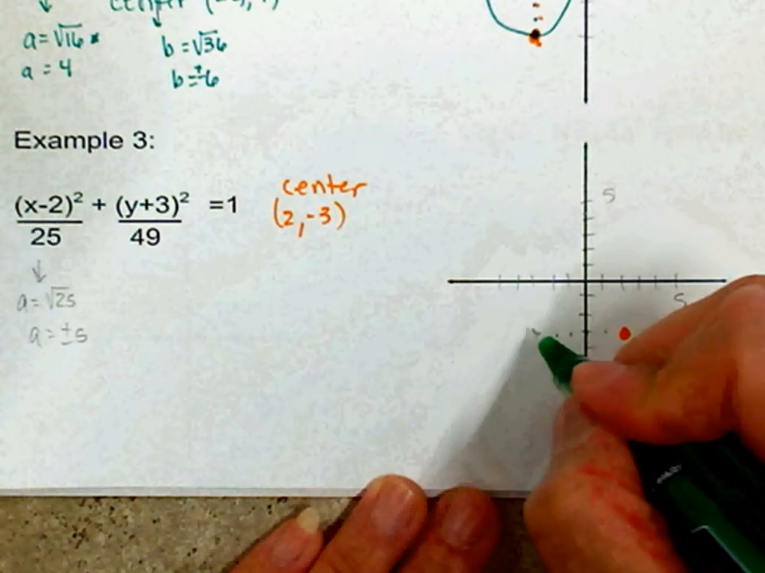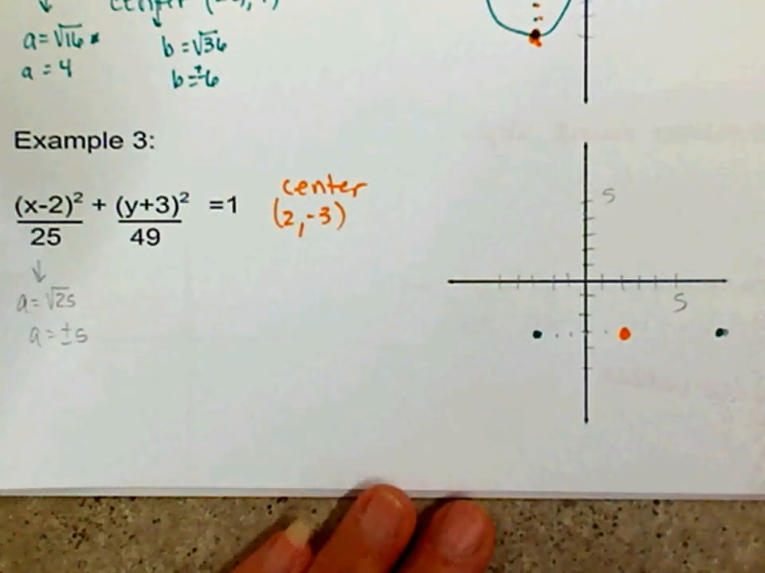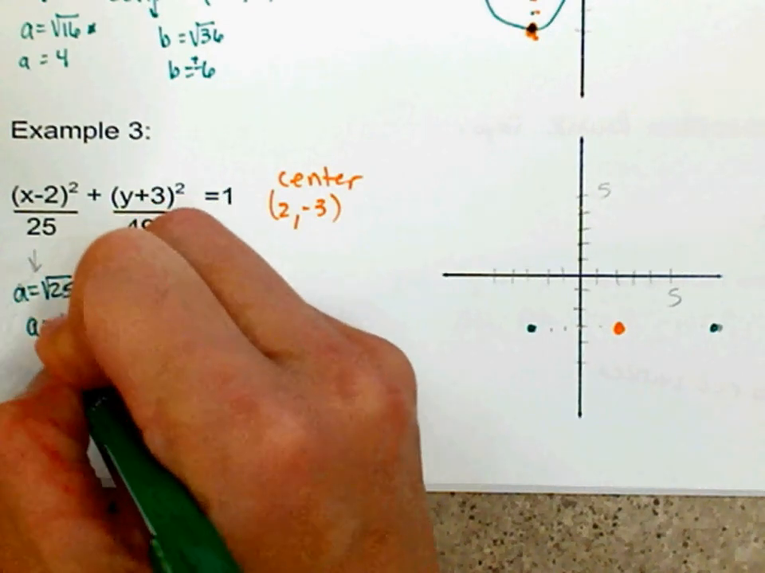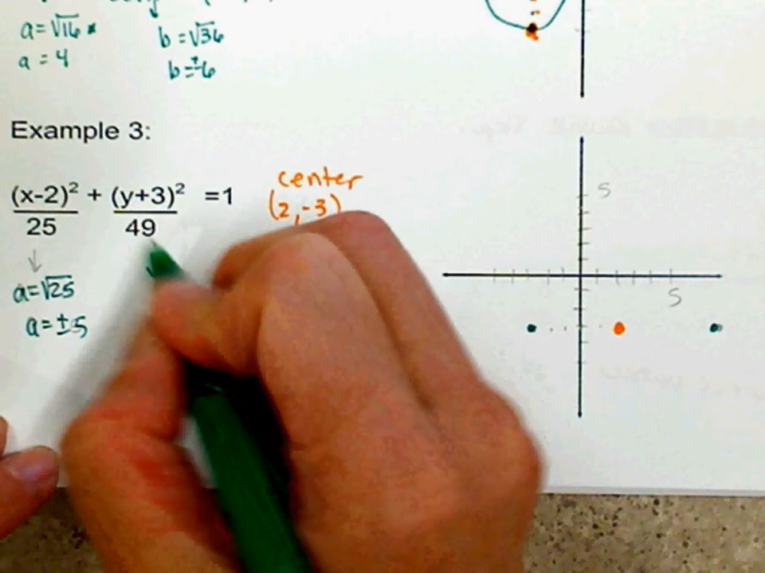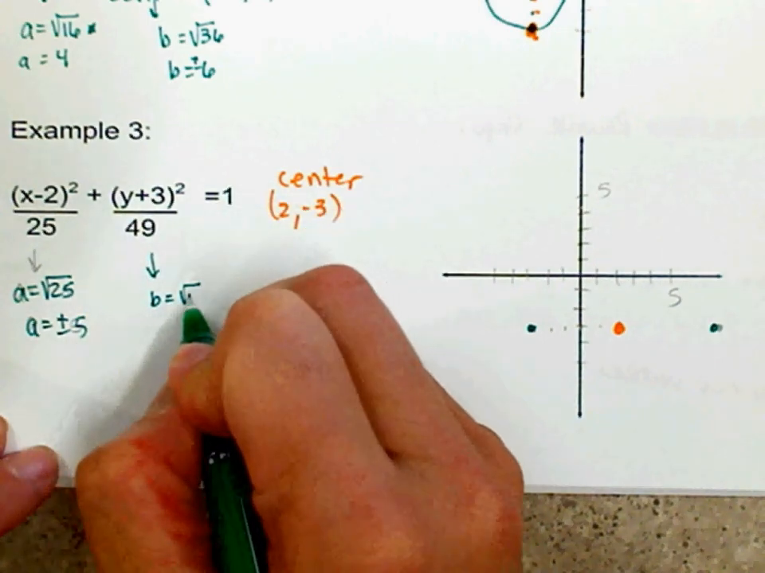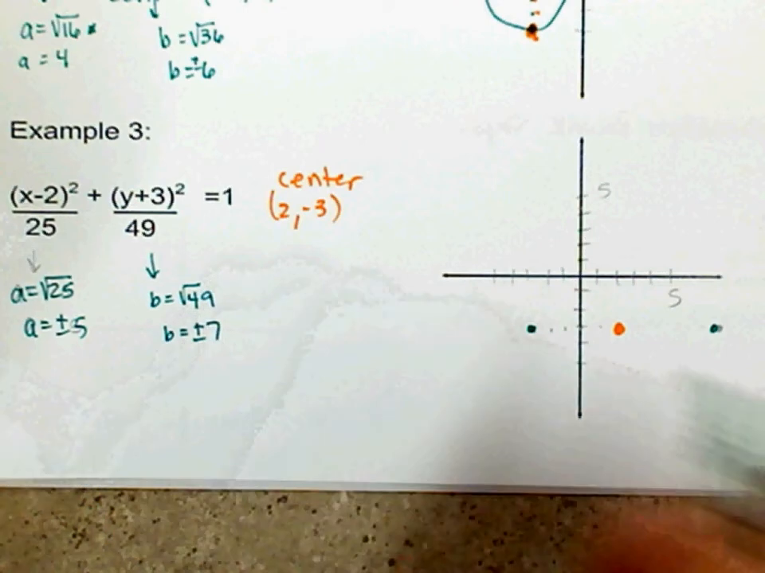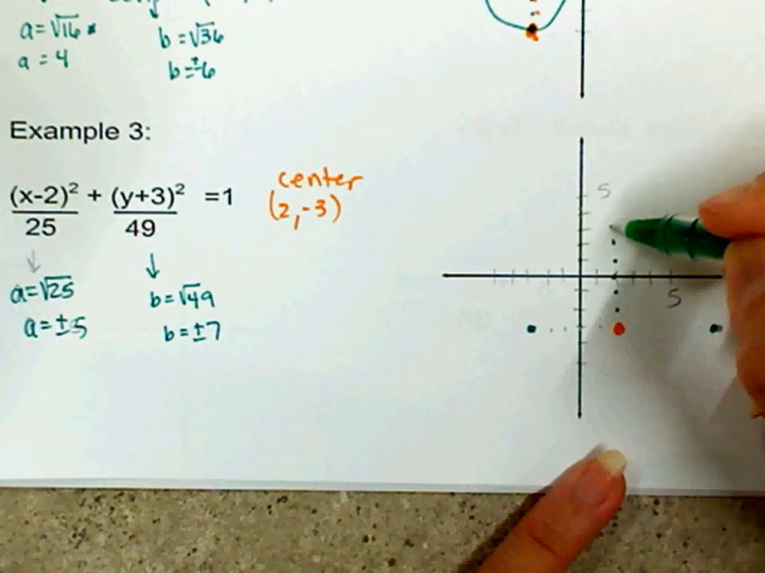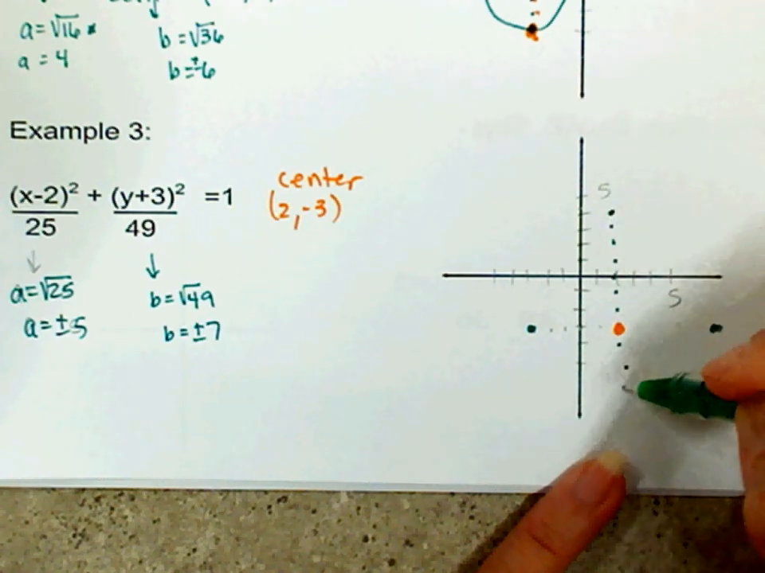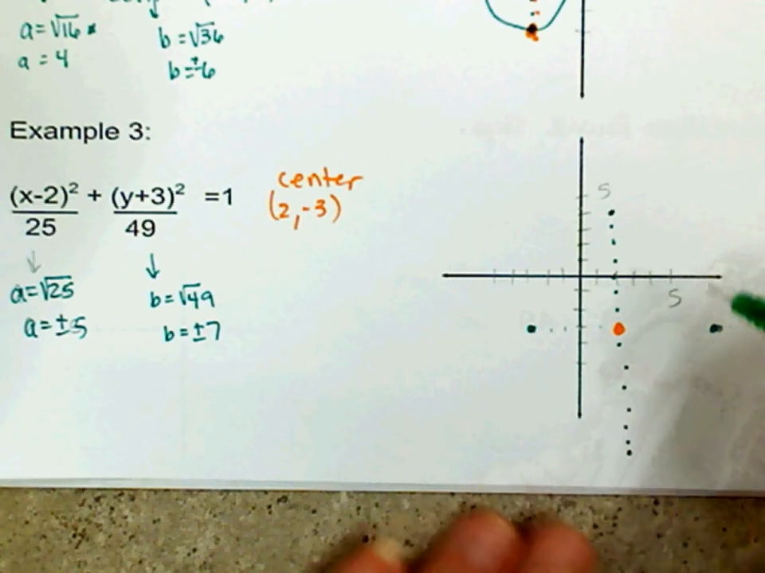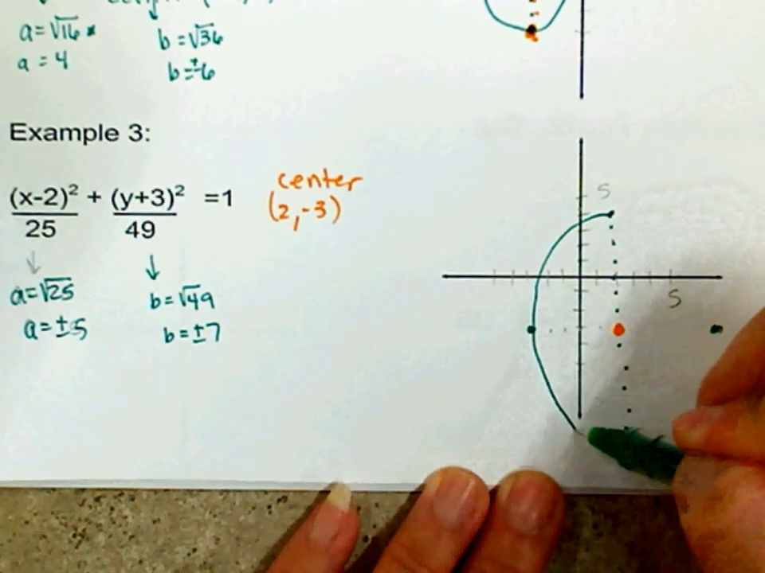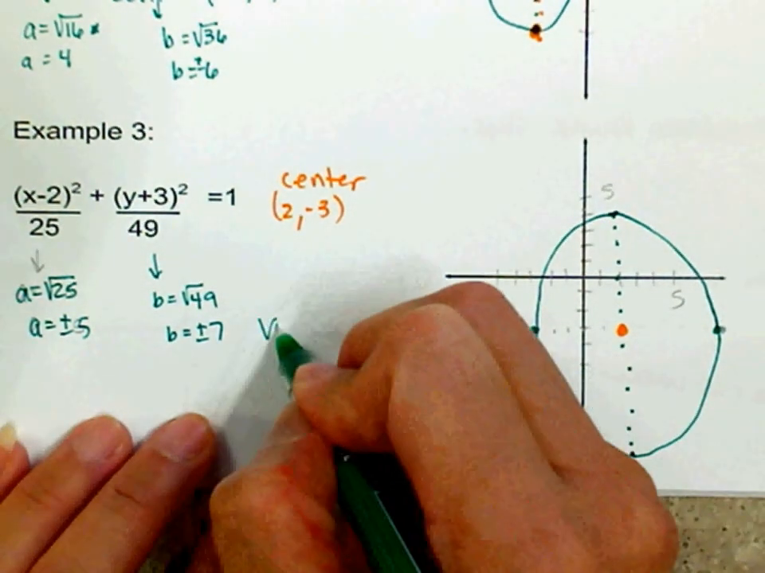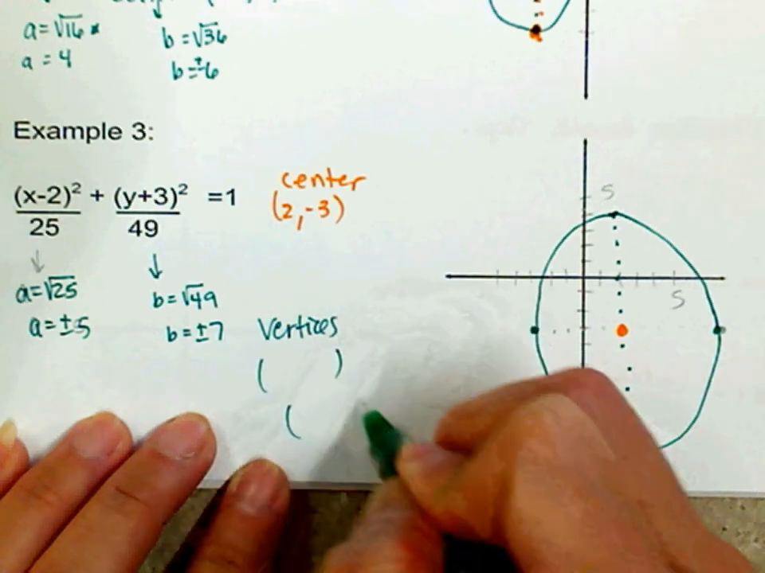Okay? And then here, maybe I should write it in pen. You can see it better. Here's your B. It's always under Y, so B is square root of 49, so B is equal to plus or minus 7. So from there, I'm going to go up 7. 1, 2, 3, 4, 5, 6, 7. Okay. And since my graph is not perfect, I want to use my counting to help me find my vertices. And there should always be 2 points. What's the 2 furthest point? Well, this one and this one.